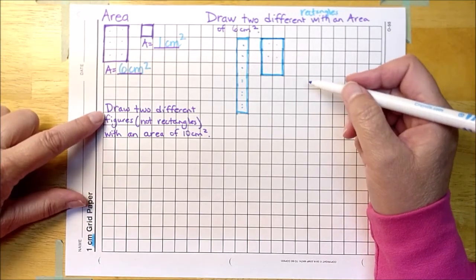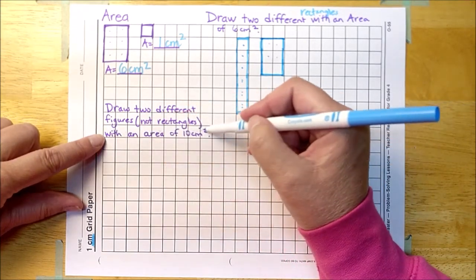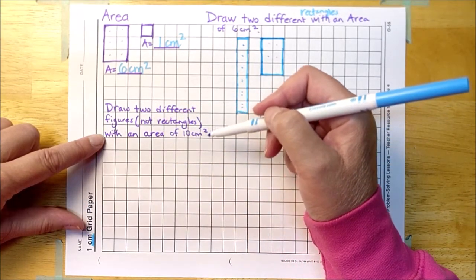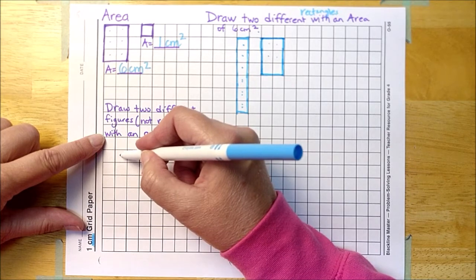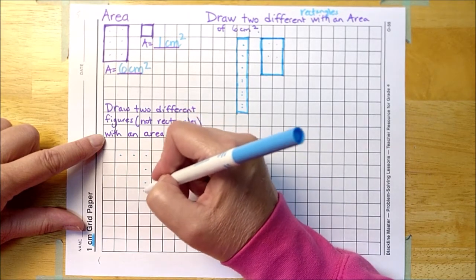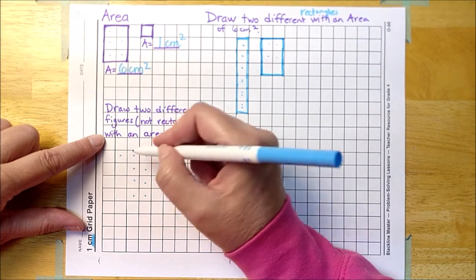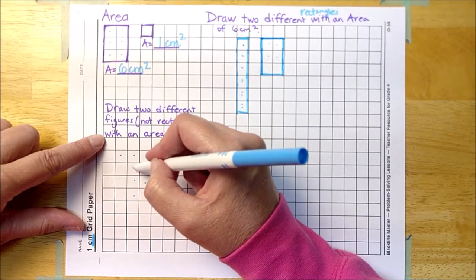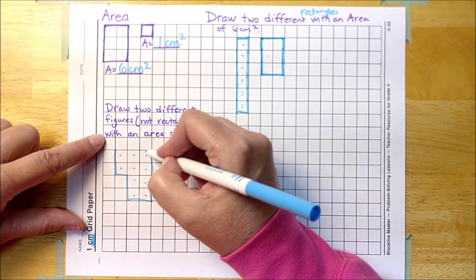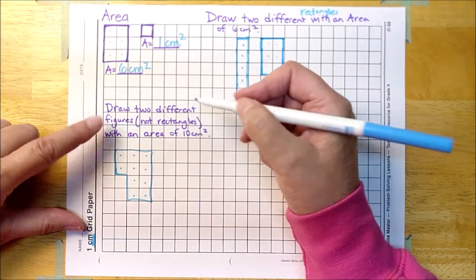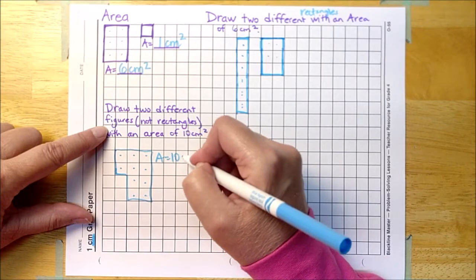Now it says draw 2 different figures that are not rectangles with an area of 10 square centimeters. Okay, I have to draw a figure. Well, I could do this a bunch of different ways, I guess. I'm going to put this one in there, that one in there, that one, that one. 1, 2, 3, 4, 5, 6, 7, 8, 9. 1, 2, 3, 4, 5, 6, 7, 8, 9, 10. That's got 10. And so I put my lines around them. I now have a figure, not a rectangle, that has an area of 10. So I could say this has an area of 10 centimeters squared.